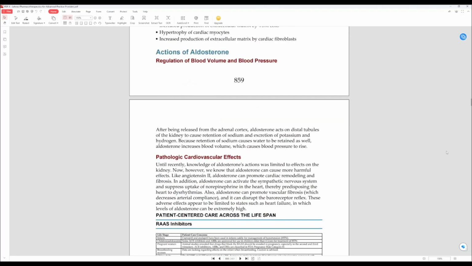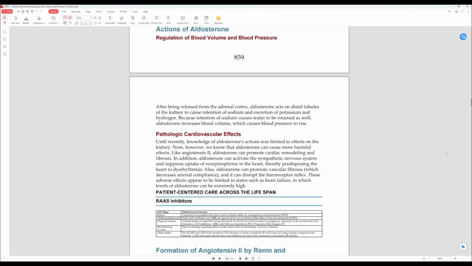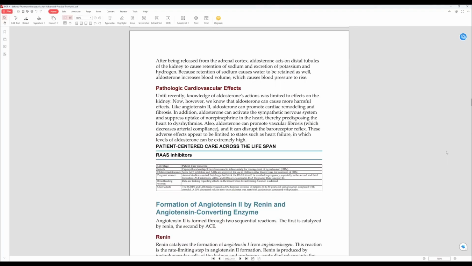So, actions of aldosterone: the regulation of blood volume and blood pressure. After being released from the adrenal cortex, aldosterone acts on the distal tubules of the kidney to cause the retention of sodium and the excretion of potassium and hydrogen. Because the retention of sodium causes water to be retained as well, aldosterone increases blood volume, which therefore causes blood pressure to rise.